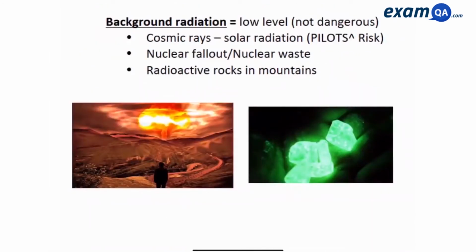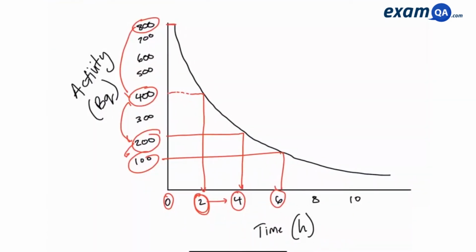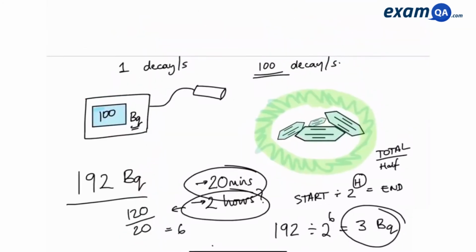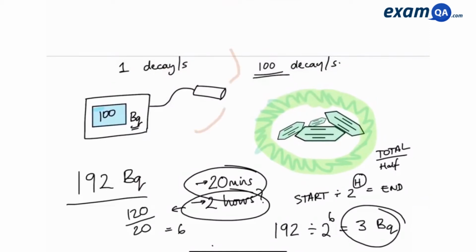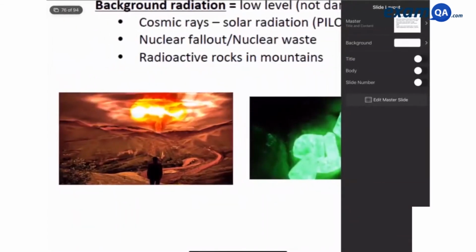Now, if you notice over here, the graph will actually never hit 0, and the reason it will never hit 0 is because although you're measuring the radioactivity of the material using a Geiger-Müller tube, there's always background radiation which comes into the machine, and that's the reason why it will never go to 0. Now, where does background radiation come from? So there are 3 main places.